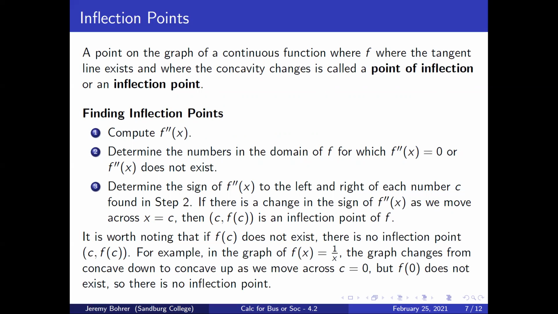If there is a change in the sign of f double prime of x as we move across x equals c, then the point (c, f of c) is an inflection point of f. It is worth noting that if f of c does not exist, there is no inflection point (c, f of c). For example, in the graph of f of x equals 1 over x, the graph changes from concave down to concave up as we move across c equals 0. But f of 0 does not exist, so there is no inflection point.